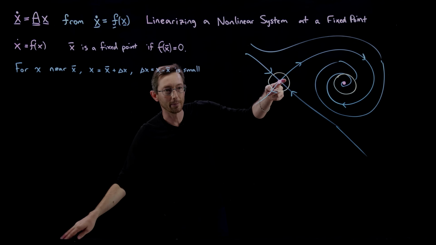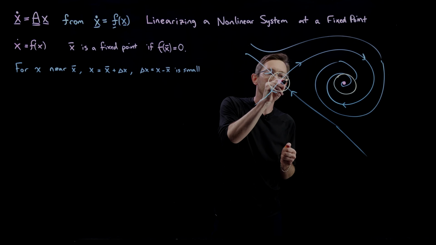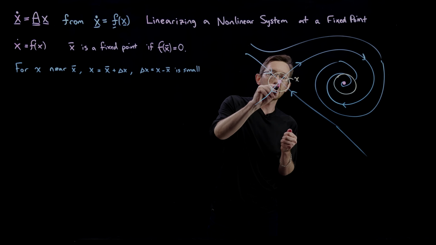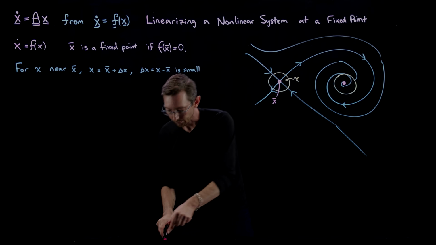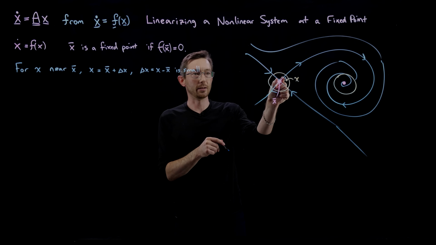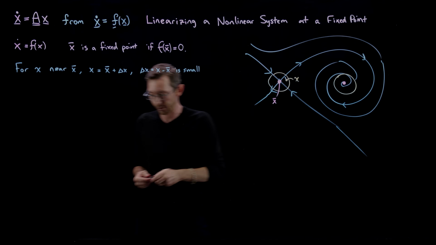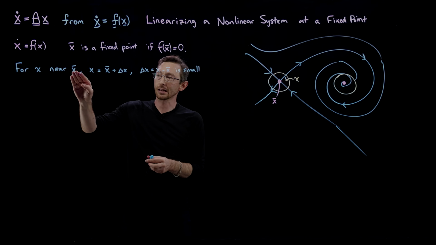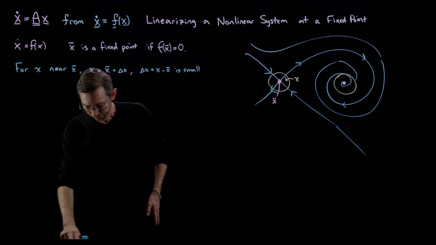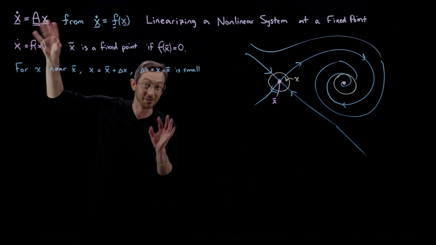I'm just going to keep going back to this little picture to help orient myself. If I'm at this point, this is my point x, and this is my point x bar. This little difference between them, this little delta x distance, is small because we've zoomed into a small neighborhood. For x near x bar, meaning a little small delta x apart, then we can Taylor expand this differential equation. This is where it gets interesting.